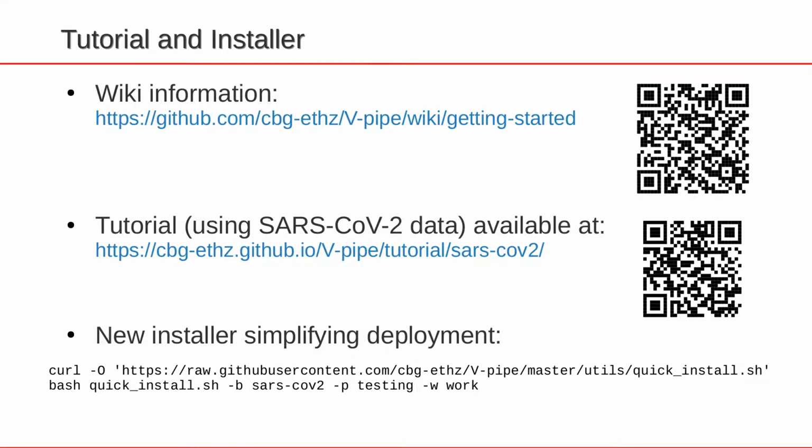More information about VPipe and how to use it can be found on the Wiki. Since the beginning of our research on SARS-CoV-2, we have also released a tutorial to help other people apply VPipe on their own datasets. We have also introduced an installer. In a single command, it helps you to download the software and get it ready to be used. The tutorial has demonstrated it.